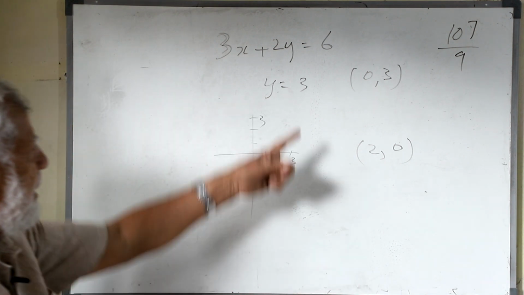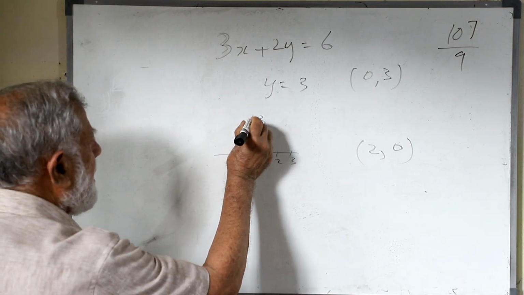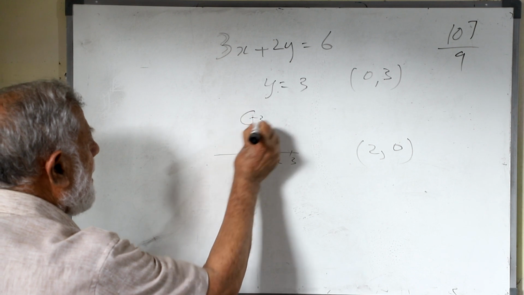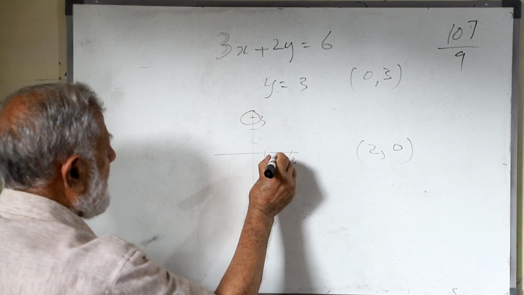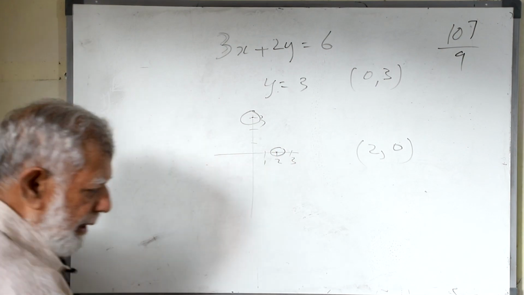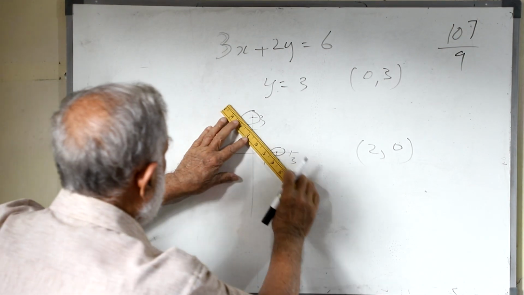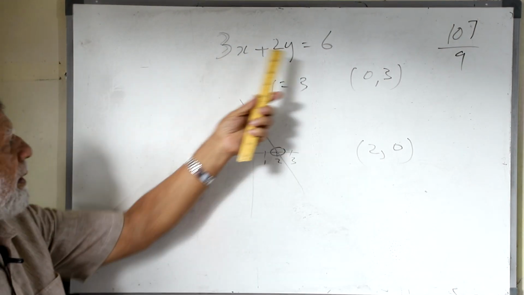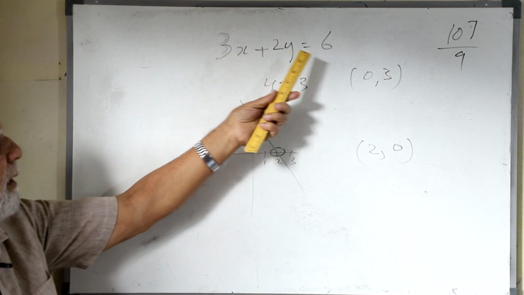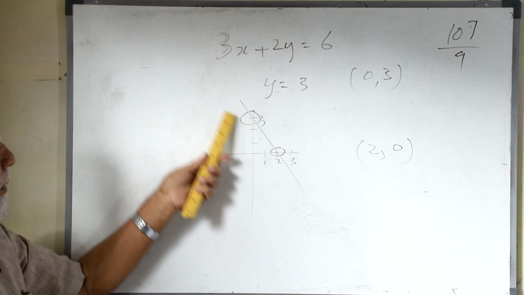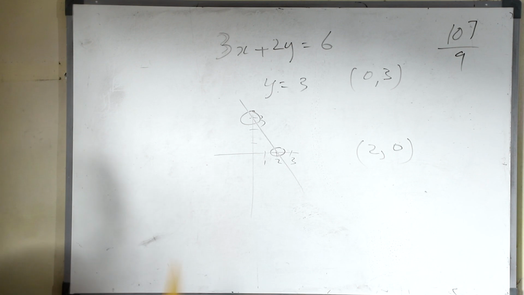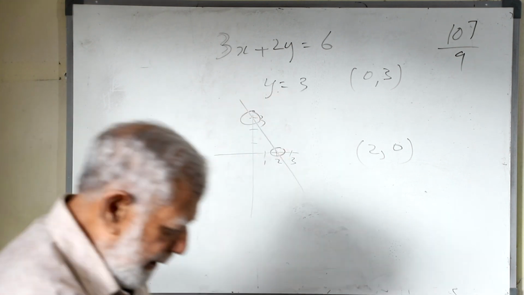Now the first point is 0, 3. The other point is 2, 0. This one. So the graph is coming like this. So the graph of this equation, the function, is equal to this graph. Here we plotted only 2 points and we drew the graph on that. We will take another example.